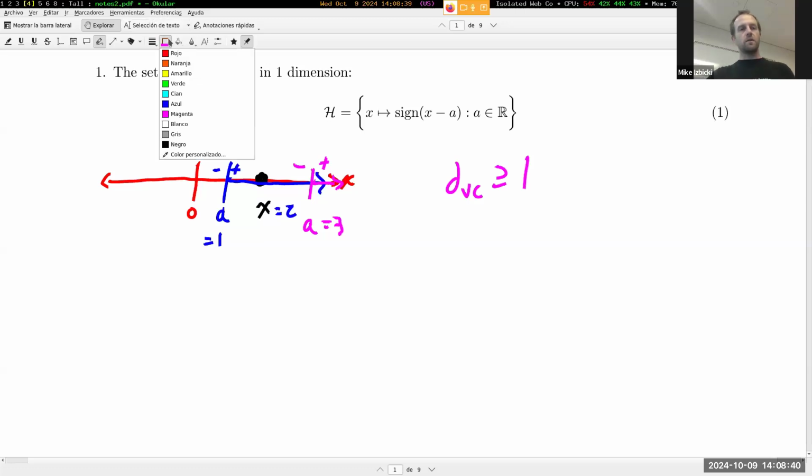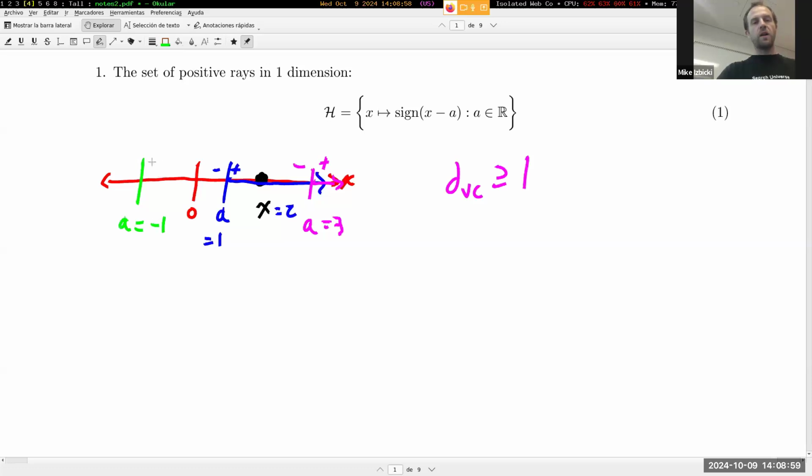Question: why is it only positive rays when a belongs to the set of real numbers? Can't a be negative? The question is, why is it only positive rays, because a belongs to the set of real numbers, and a could in fact be negative. If a is negative, so let's do a green here, like here, a equals -1, we have positives on the right-hand side, negatives on the left-hand side, and this would still be called a positive ray because the positive stuff here is shooting off to the right.